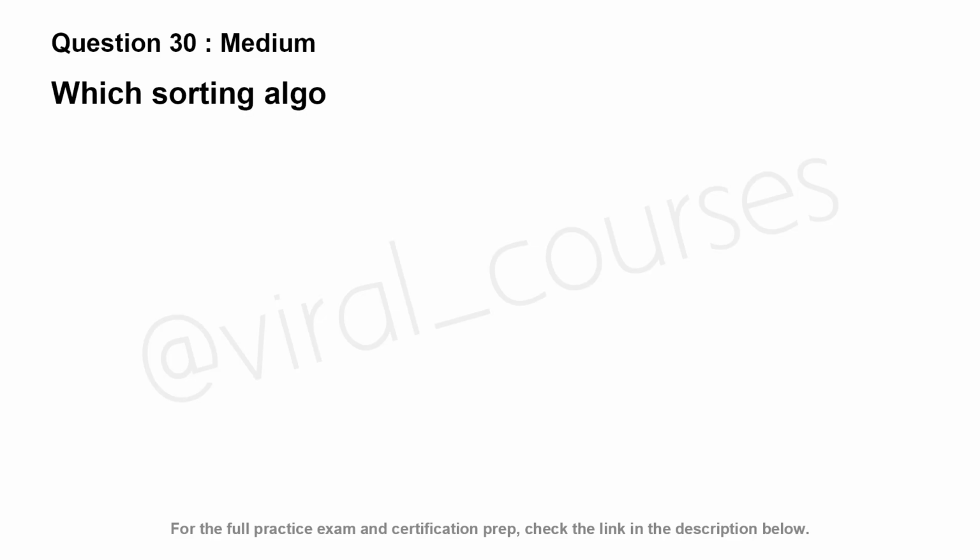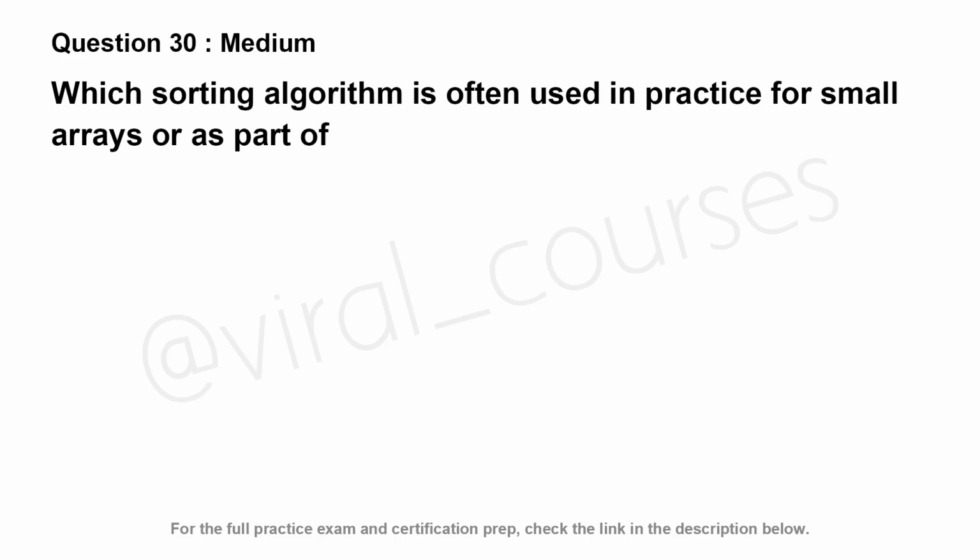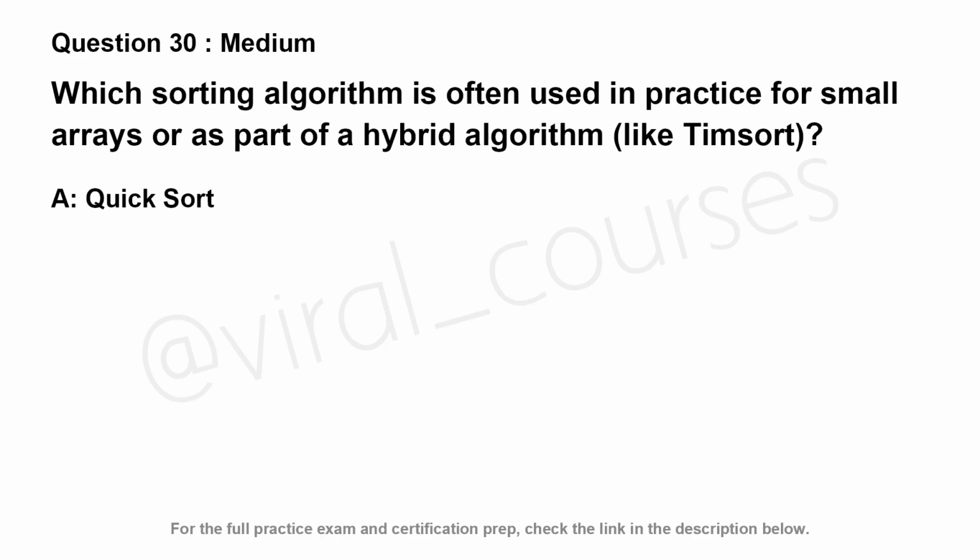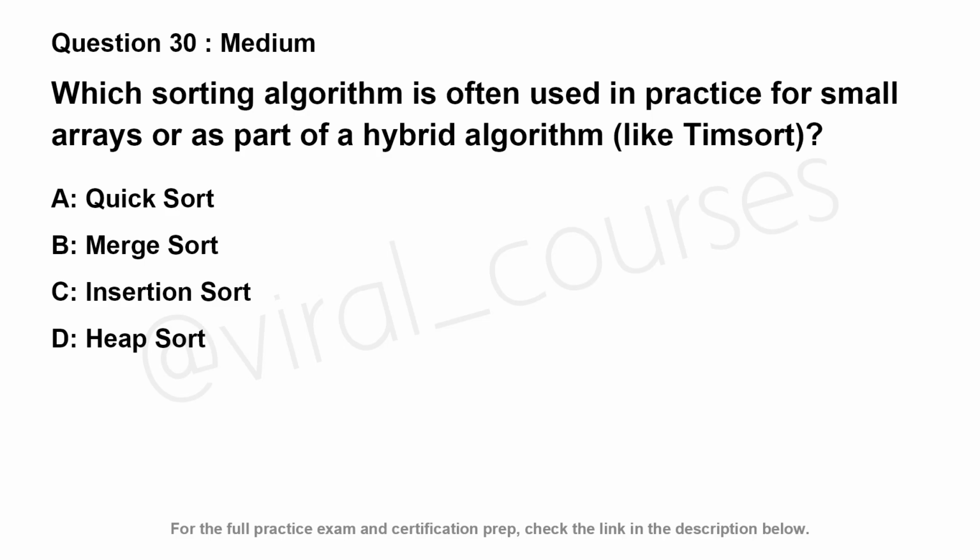Which sorting algorithm is often used in practice for small arrays or as part of a hybrid algorithm like Timsort? Option A, quicksort. Option B, merge sort. Option C, insertion sort. Option D, heap sort.